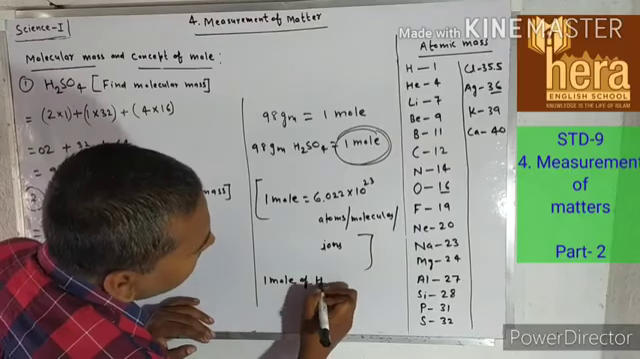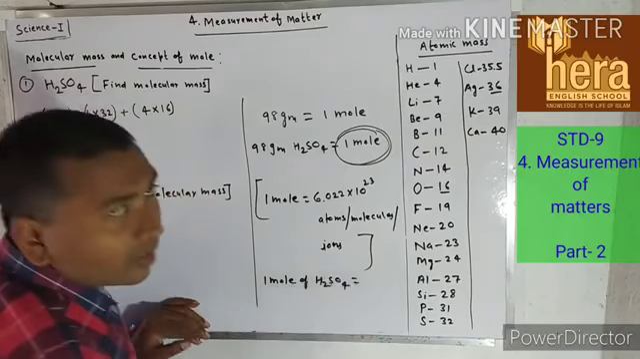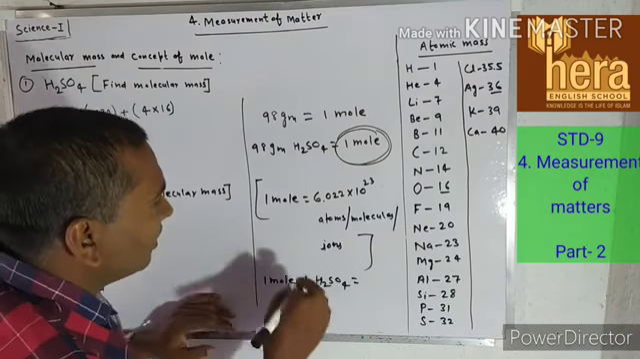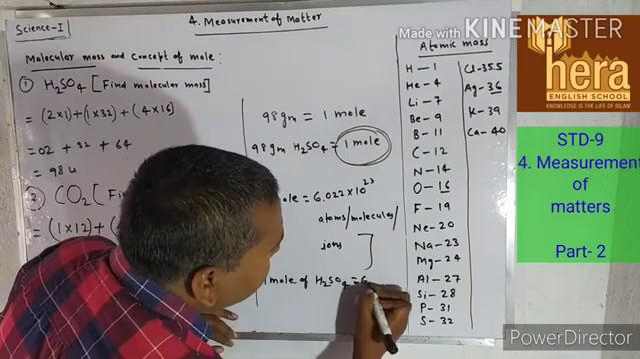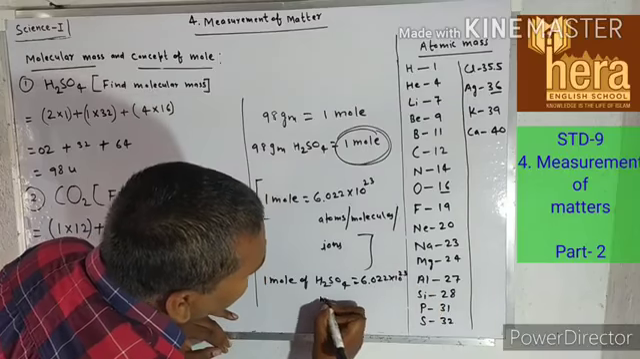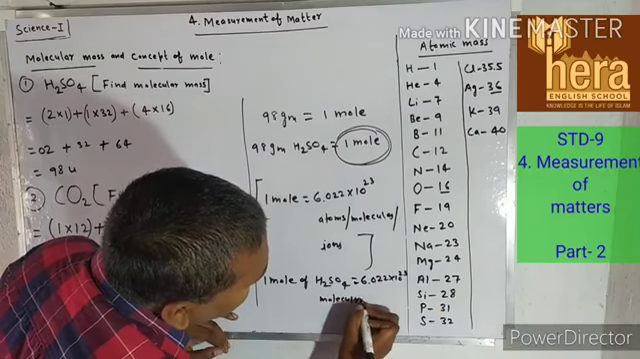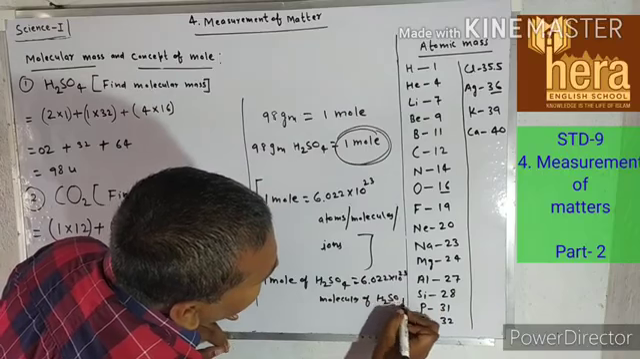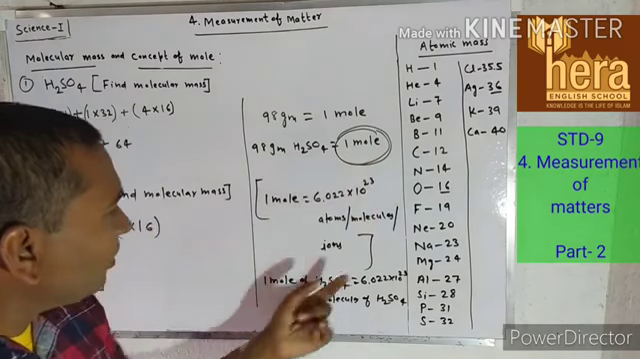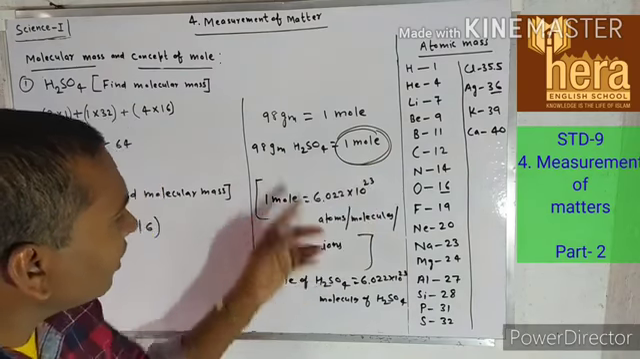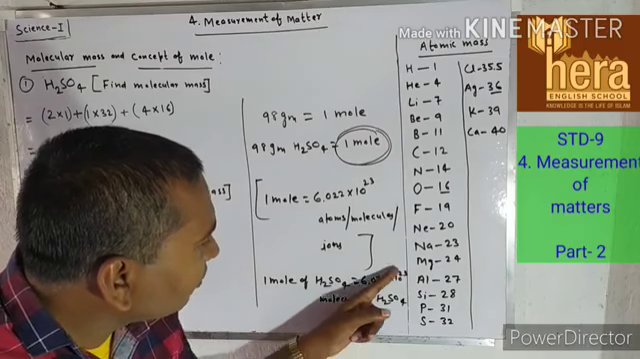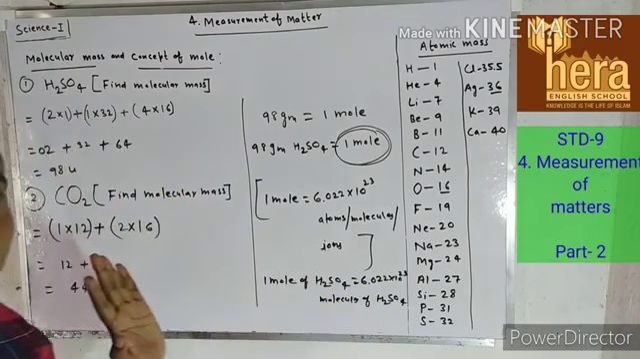1 mole of H2SO4 is equal to 6.022 into 10 raised to 23 molecules of H2SO4. This is an important concept. 1 mole of H2O is equal to 6.022 into 10 raised to 23 molecules of H2O.